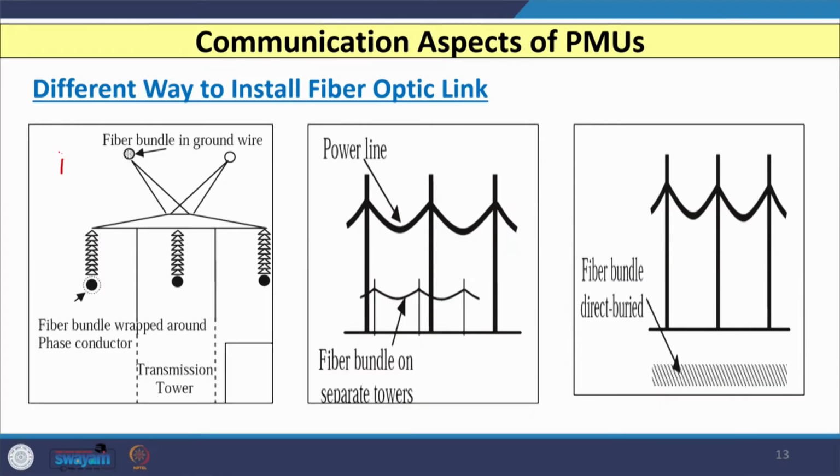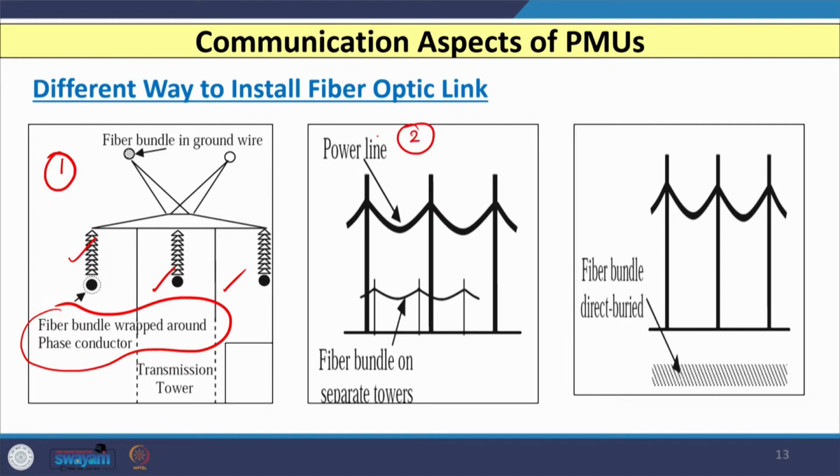So, we can install the fiber optic links or cables on different transmission structures in different ways. Let us say one of the ways you can see in the figure, that is figure number 1, where you can use the fiber optic cables in bundled form, and you can wrap it around the phase conductor.